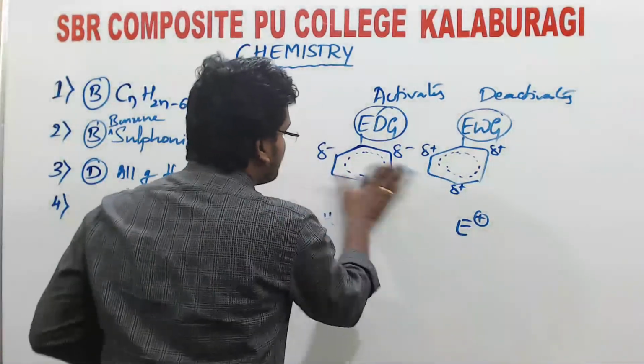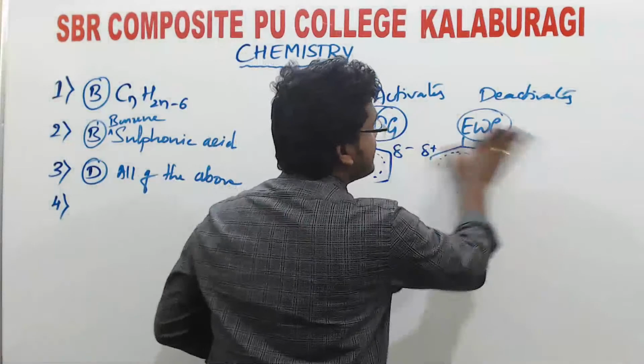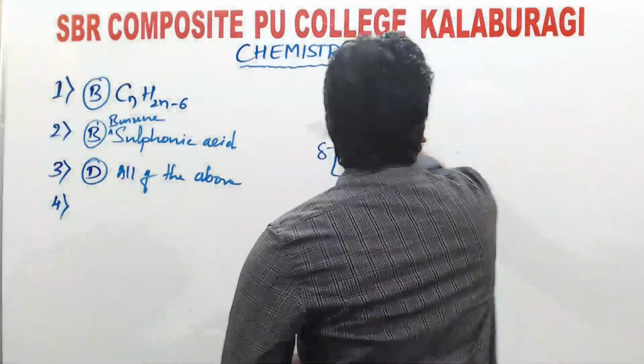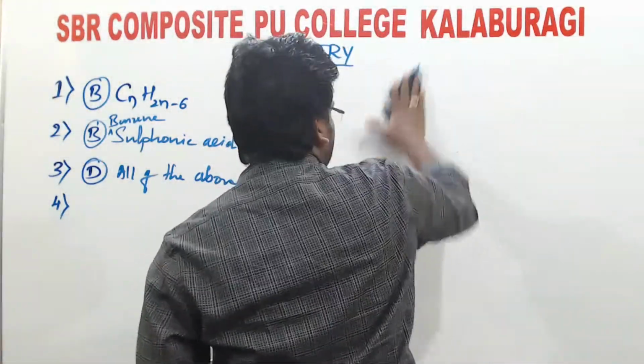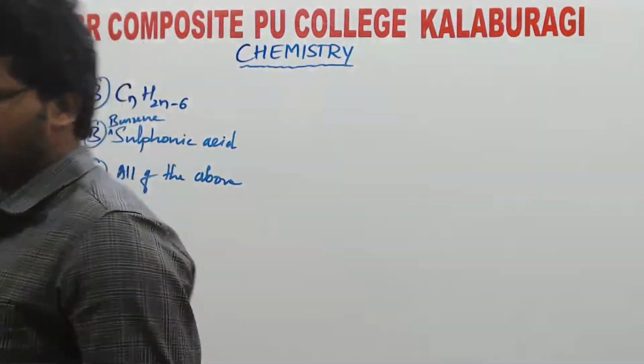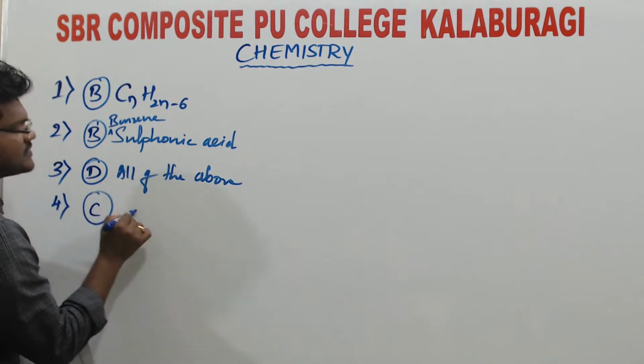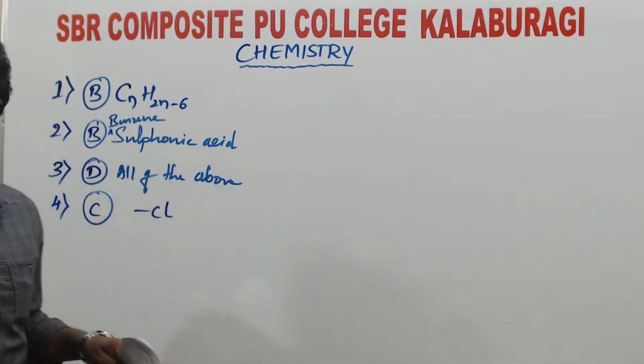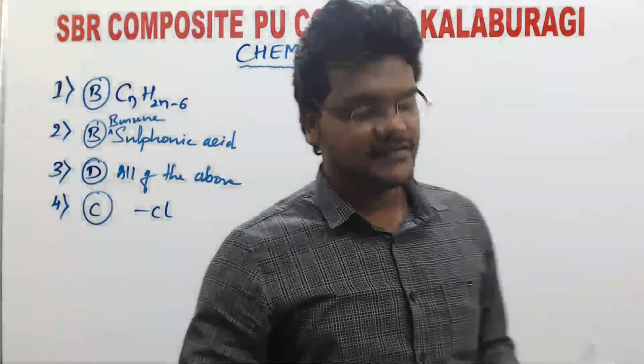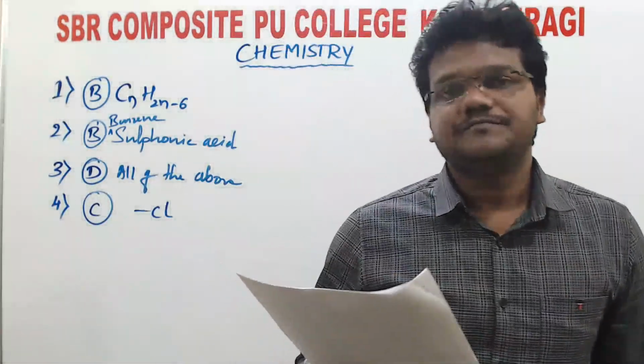So hope you got to know what we mean by ring activators and ring deactivators. For the fourth question, option C, the chloro group, is the correct option. So let's go for the next one, the fifth one.